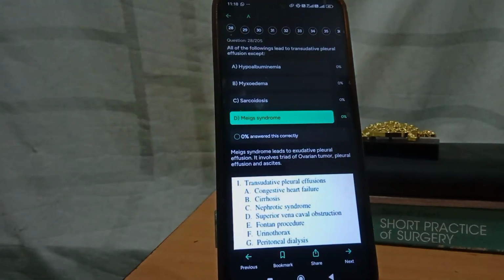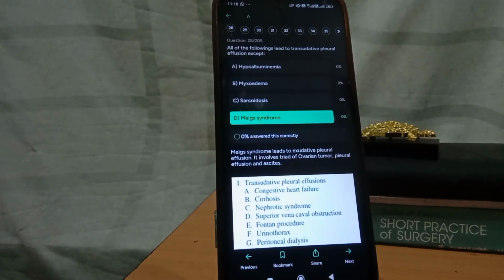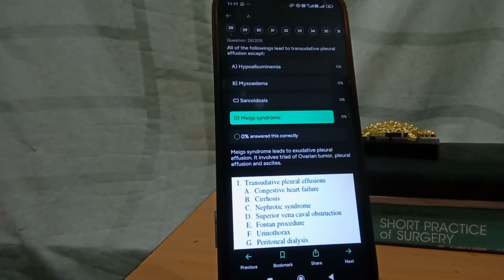Now, all of the following lead to transudative pleural effusion except. Meigs syndrome leads to exudative pleural effusion. It involves a triad of ovarian tumor, pleural effusion, and ascites. So which will lead to exudative pleural effusion? Hypoalbuminemia, myxedema, sarcoidosis will lead to transudative but not exudative, but Meigs syndrome leads to exudative pleural effusion.